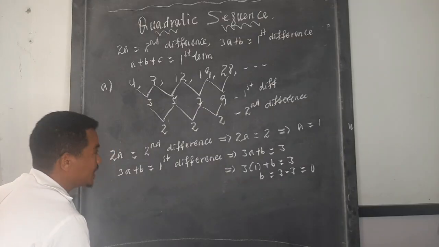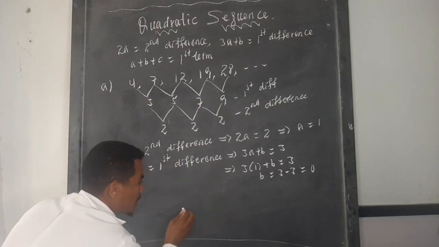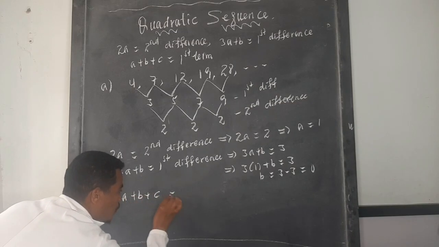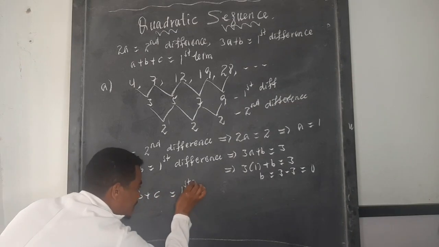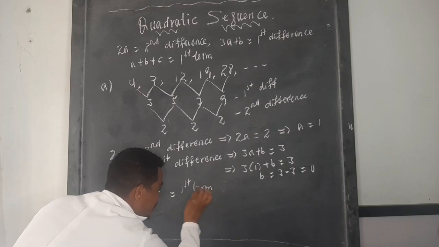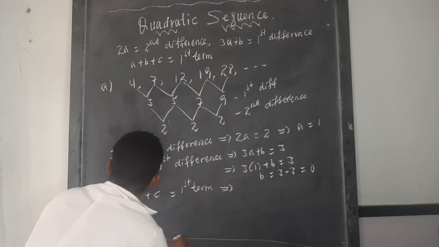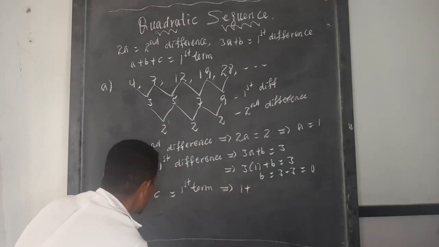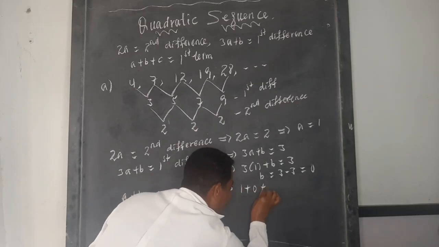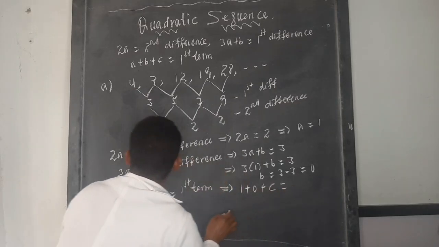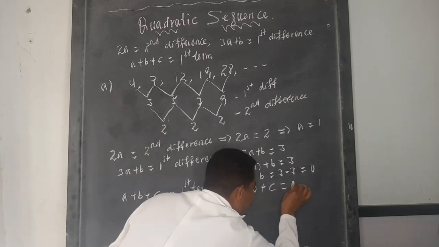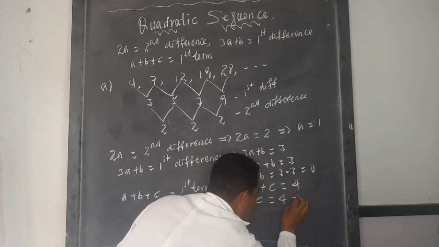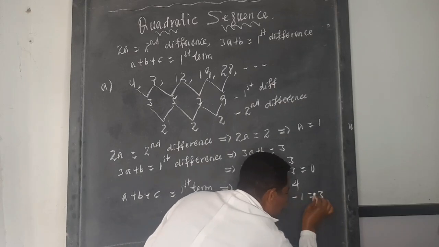The last one is a plus b plus c is equal to the first term. That implies a is 1 plus b is 0 plus c is equal to the first term, 4. This implies c is equal to 4 minus 1, which is equal to 3.